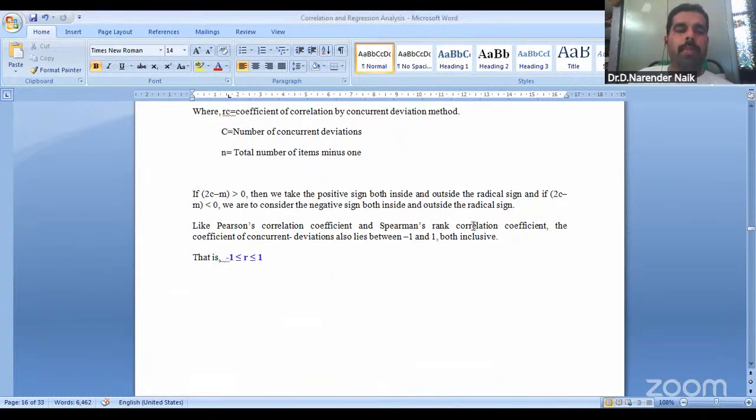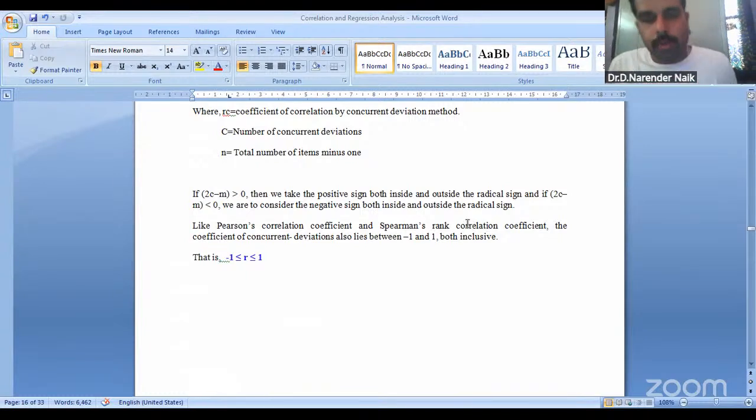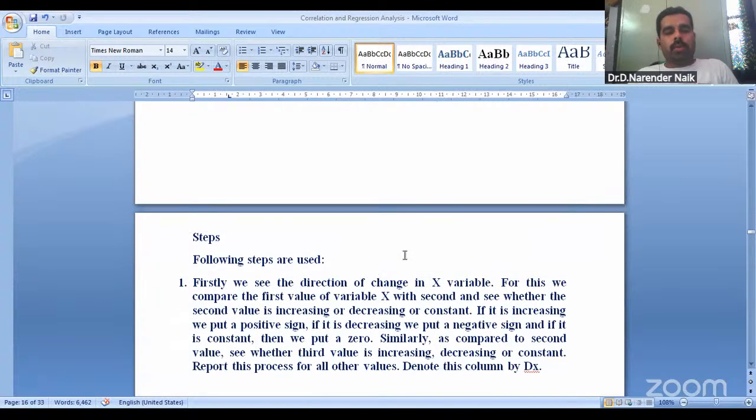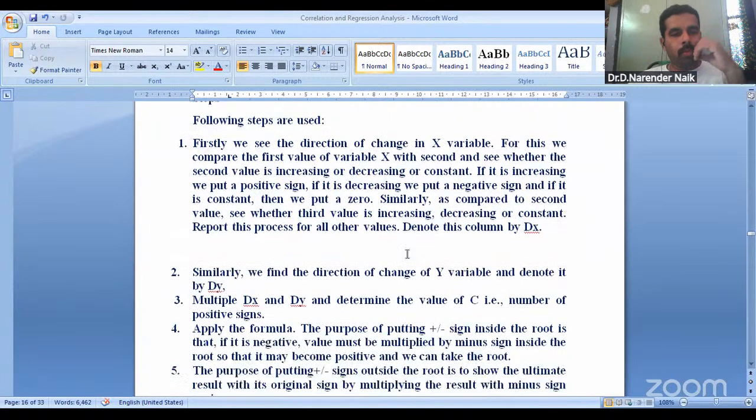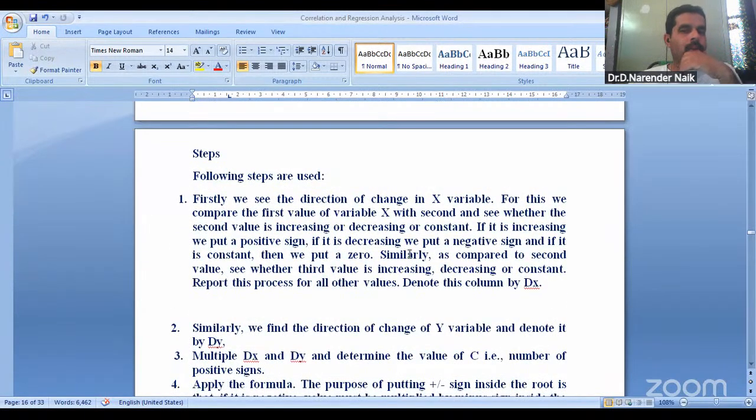Like Pearson's correlation coefficient and Spearman rank correlation coefficient, the coefficient of concurrent deviation lies between -1 and 1, both inclusive. So first we are going to see the problem. So these are the different steps. The following steps are used.